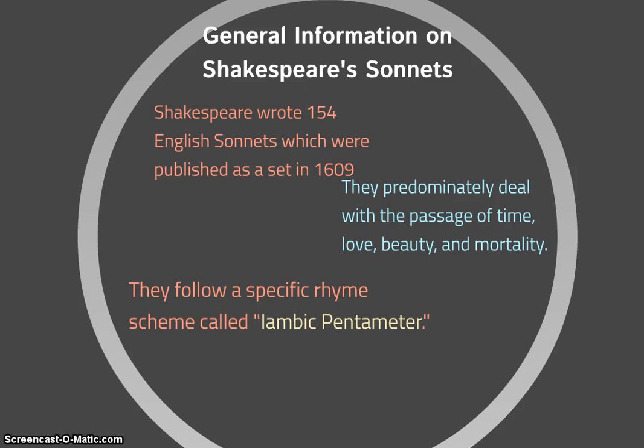Shakespeare wrote 154 English sonnets, which were published as a set in 1609. They predominantly deal with the passage of time, love, beauty, and mortality. They follow a specific rhyme scheme called iambic pentameter.